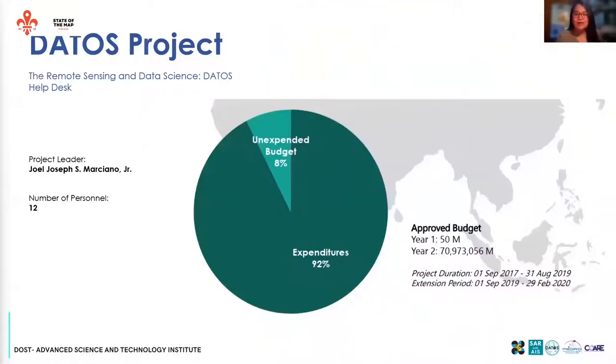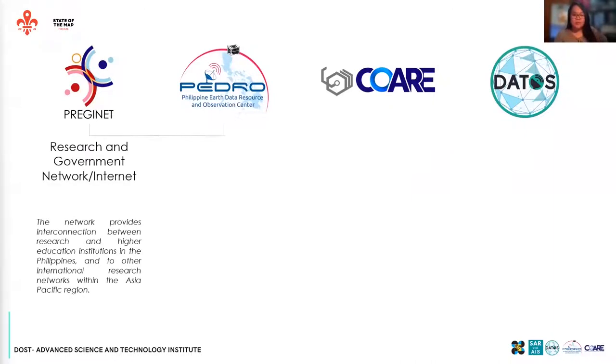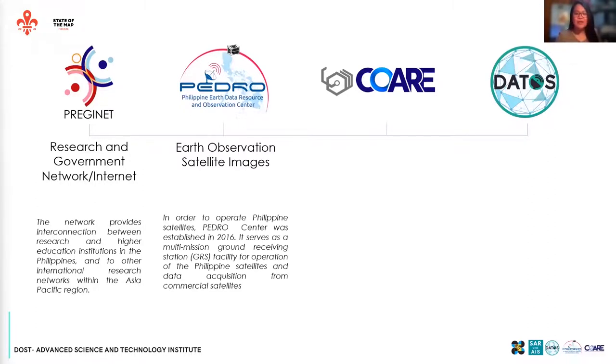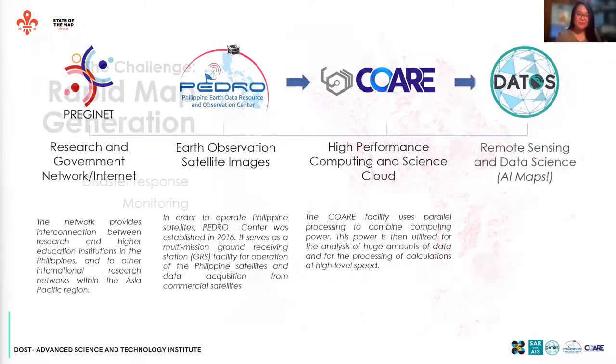So the DATOS project has ended and it is now a service under DOST-ASTI. And speaking of DOST-ASTI, this is how the data flows using the agency's available infrastructure. Without this, DATOS won't be operationalized. So from PREGINET, where we get the internet connectivity, to PEDRO, where we get the satellite images, and to CoRE, where we use their supercomputers and HPC or Science Cloud, up to the DATOS project for processing and distribution of maps, or the AI for Earth observation itself.